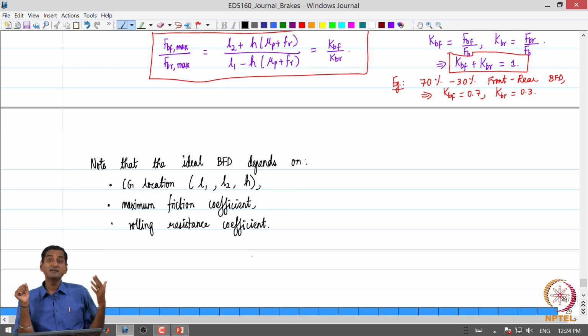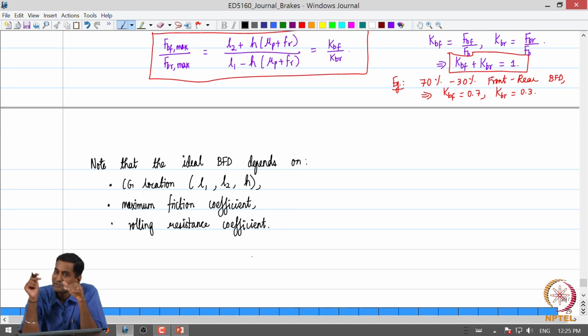Suppose it rains, the roads become wet, the value of mu p reduces, and I use the same expression for the same car, the number will be maybe 65-35. Suppose the roads become icy, the mu p drops even further, then the ideal brake force distribution may become 60-40. I am sure you get the point. So, this ideal brake force distribution keeps on changing, but we only have one brake system. So, then what do we do?